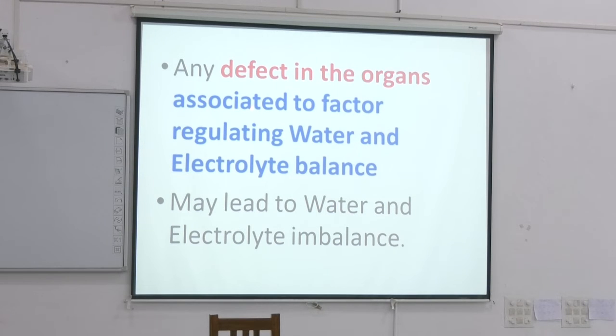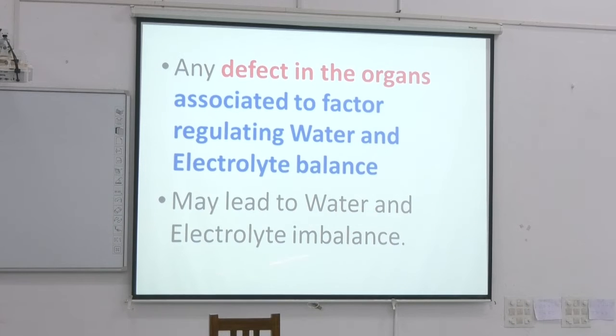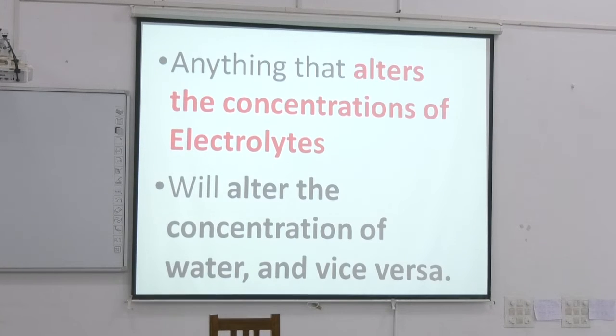So any defect in the organs associated with factors regulating water and electrolyte balance may lead to water and electrolyte imbalance. So anything that alters the concentration of the electrolyte alters the concentration of water and vice versa.